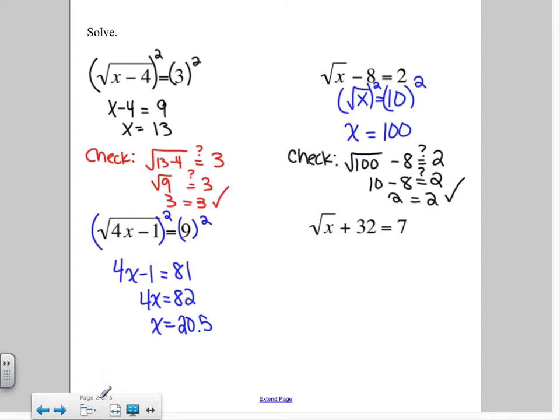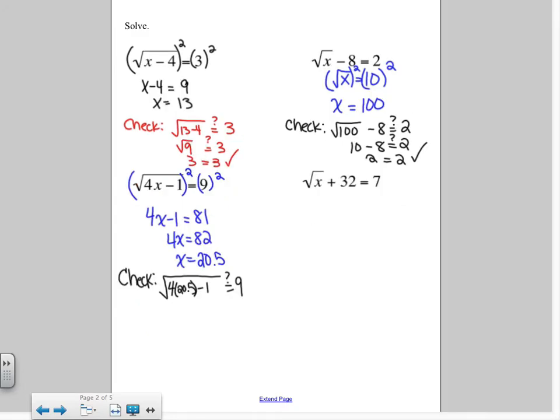So let's check to verify that that's the correct answer. Does the square root of 4 times 20.5 minus 1 equal 9? So 4 times 20.5 is equal to 82. 82 minus 1 is 81. So does the square root of 81 equal 9? Yes, it does.